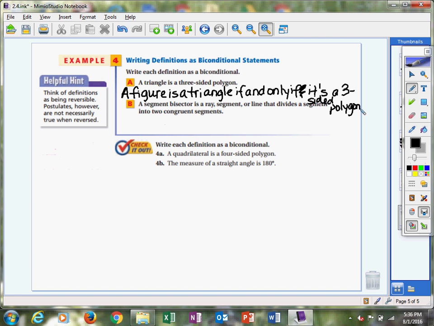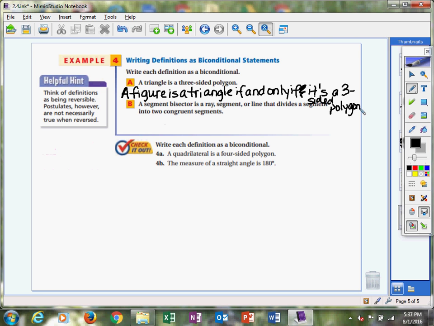Okay? Because we also know that the reverse is true, but I'm going to write it in the order that they gave it to me. Because it does make sense that way, and it would make sense the other way as well. If a figure is a 3-sided polygon, then it's a triangle. So we can do the conditional statement and the converse, but I don't think that's necessary here. I think you can go right into writing the if and only if statement, the biconditional. I don't think you need to necessarily break it apart. All right, let's look at letter B.